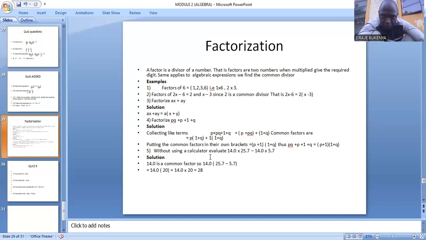Without using a calculator, evaluate 14.0 times 25.7 minus 14.0 times 5.7, which means 14.0 is common. You say 14.0 into 25.7 minus 5.7, you get your answer as 14.0 times 20, which gives you 28. So that's how you can do a factorization.